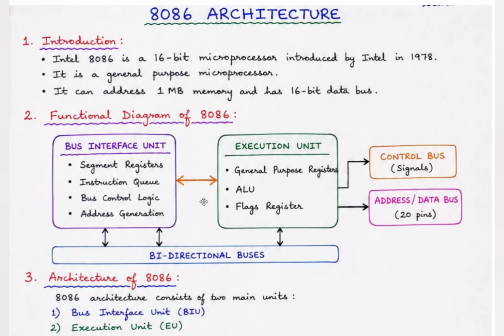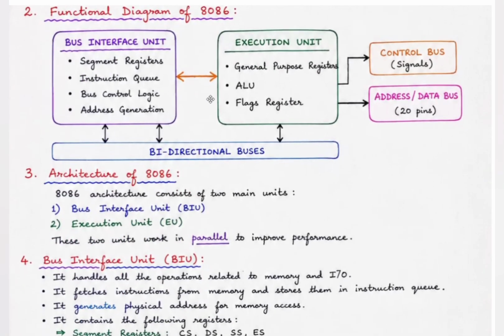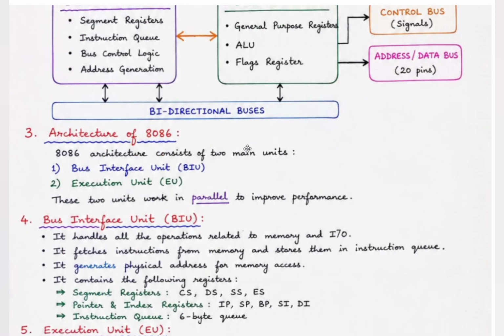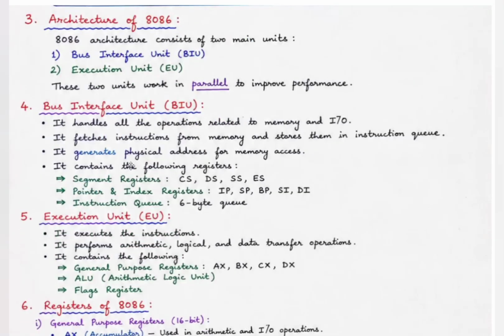Now we will discuss each of the topics. These two units work in parallel to improve performance. First of all, we discuss the bus interface unit. It handles all operands related to memory and outputs, and fetching the instructions. As I told you, the bus interface unit only fetches the instructions from memory and stores them in an instruction queue, and it generates the physical address for memory access.